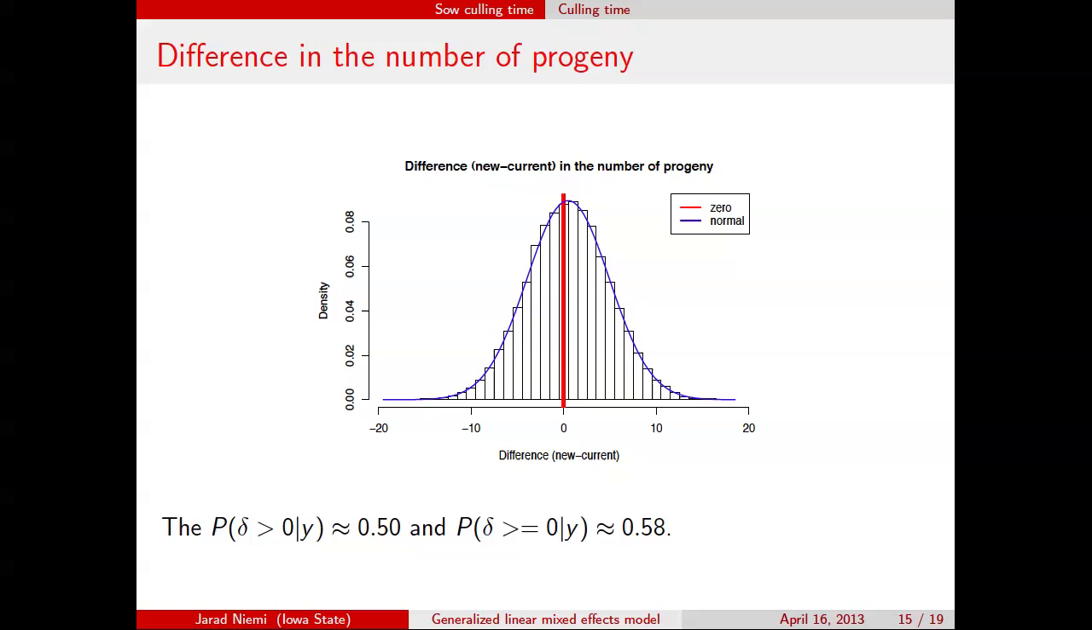I can do some other things. I can say, what's the probability that delta is greater than 0? That turned out to be 50-50. And I can also say, what's the probability that it's greater than or equal to 0? Because there's actually some probability that it's exactly 0. Right? Well, that's about 0.58.